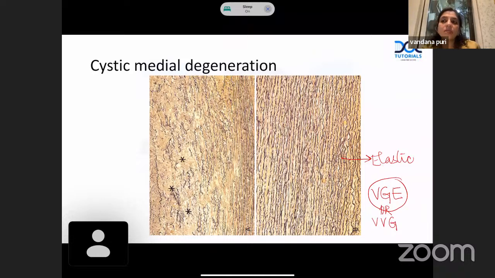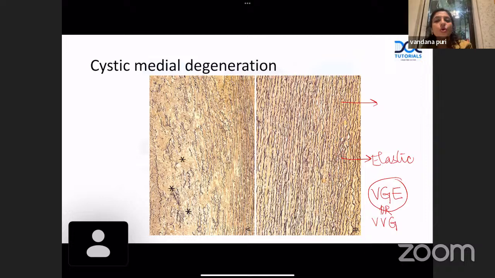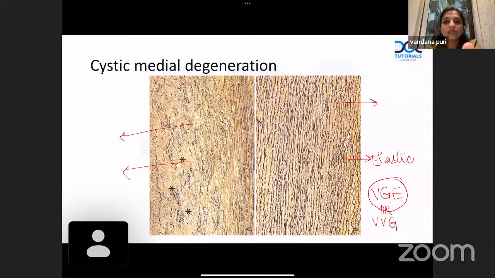Can you see that normally these are linearly oriented elastic fibers, because they are parallelly arranged so that they can provide the elastic recoil to the larger vessels. But in this case, what catches your eye is that these elastic fibers are degenerated, and wherever there is a degeneration, usually there are cystic spaces in which some mucopolysaccharides can fill in. This is what is called cystic medial degeneration, which is seen in Marfan syndrome, and this was your NEET PG question this year also. So cystic medial degeneration is seen in Marfan syndrome.